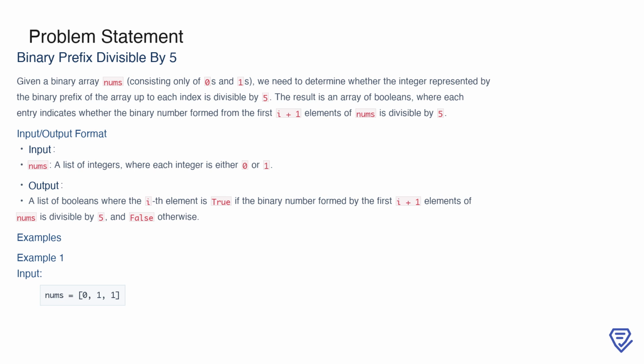For example, if nums is 0, 1, 1, we will evaluate the binary prefixes 0, 01, and 011 and determine whether each is divisible by 5. Let's look at some examples to understand this better.